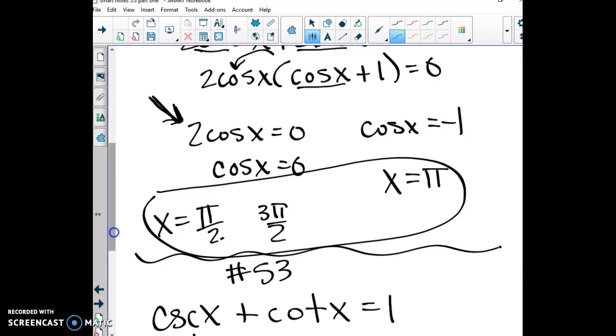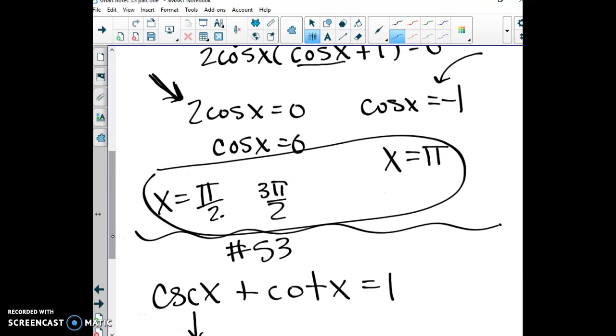And on the right side, cosine x is equal to -1 because we subtracted a 1 from both sides. We know that to be true at pi radians. So those are our solutions. You guys go ahead and try problem number 53.